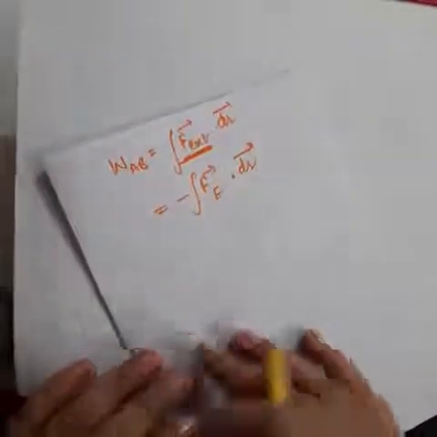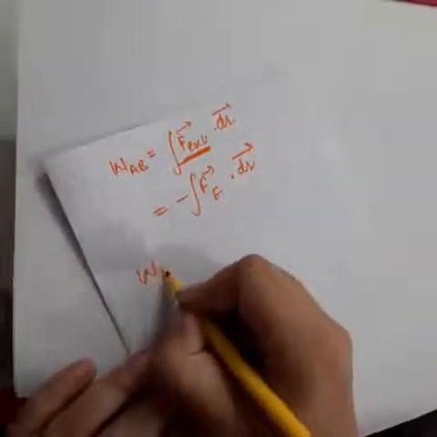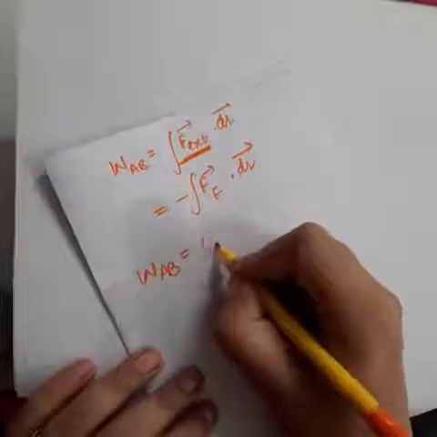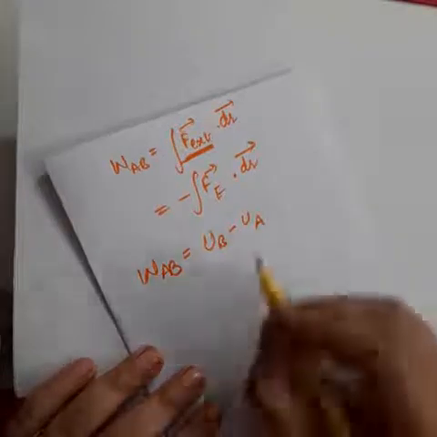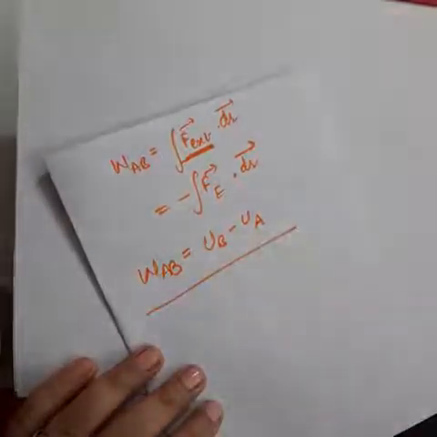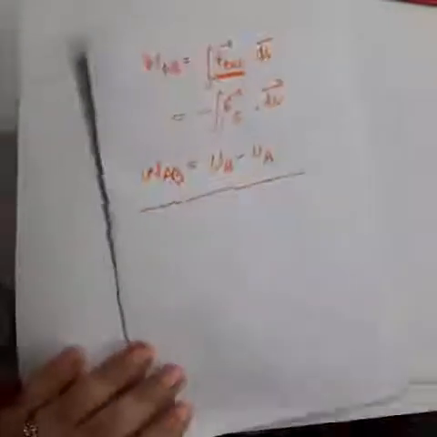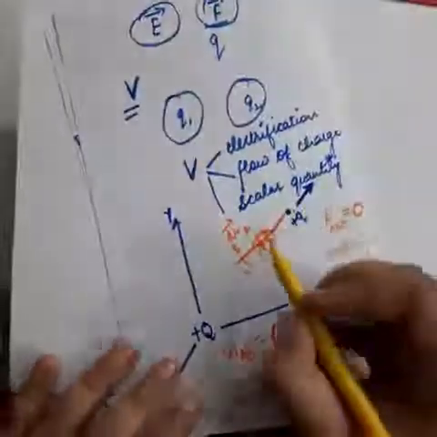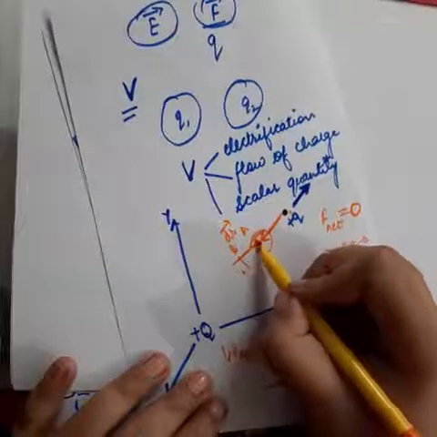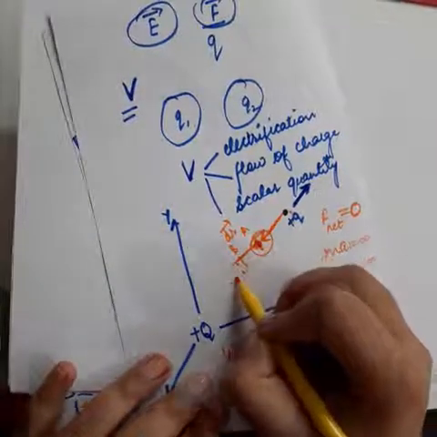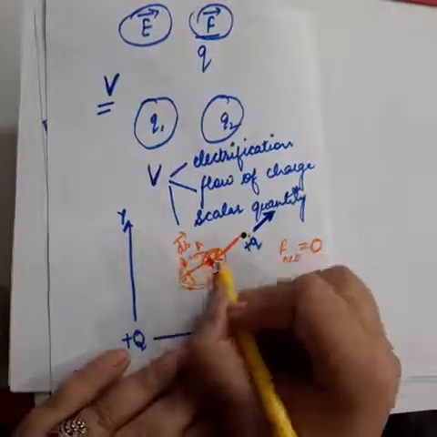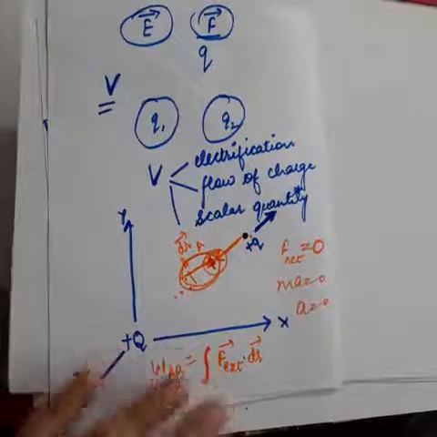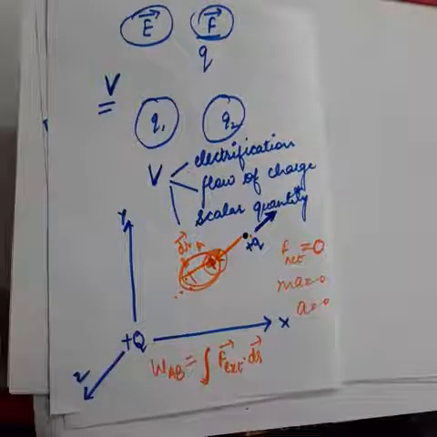Okay, so next is WAB. So WAB is UB minus UA. Let's have a look at how I have written this equation. So if you have brought the charge from A to B, its potential energy has increased. But this is about the difference of potential energy here. We are talking about the difference in potential energy.